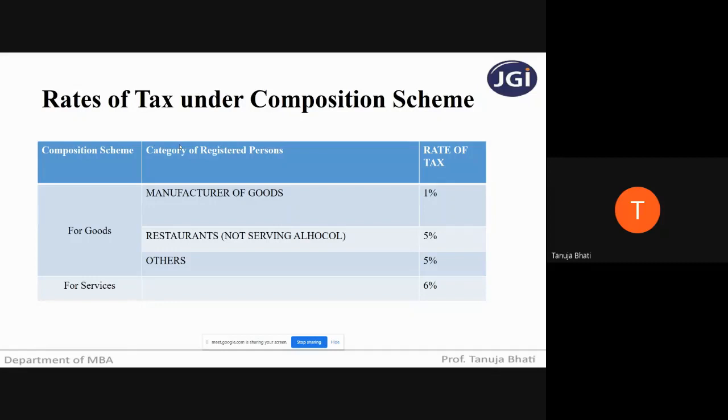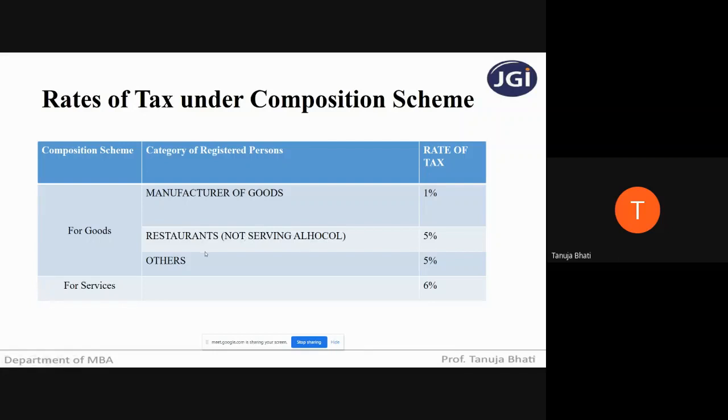So whoever is opting for this scheme, the rates of tax for goods: suppose he is a manufacturer of goods, then the rate of tax is 1%. If I say 1%, it means 0.5% CGST plus 0.5% SGST or UTGST of the turnover. So 1% will be charged on the turnover and not on the value of goods sold or supplied. Remember, students, 1% will be charged on the turnover.